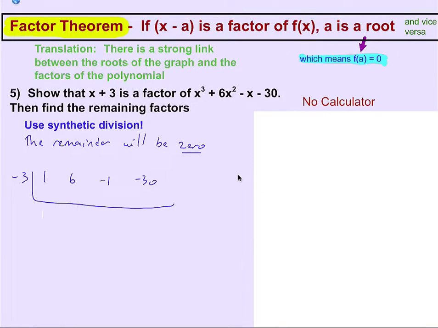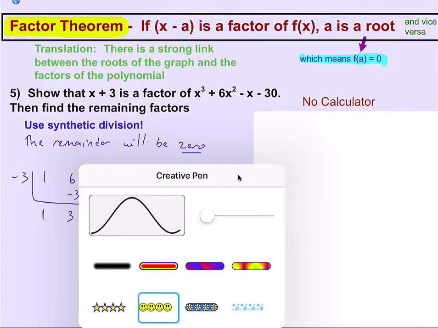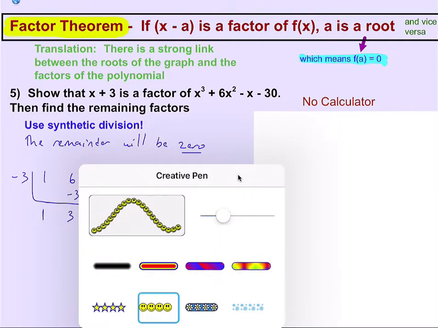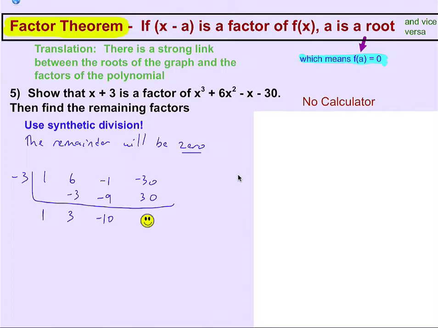Bring down the 1. Negative 3 times 1 is negative 3. Combine. Negative 3 times negative 3 is negative 9. Combine. And negative 3 times negative 10 is 30. And when we combine those together, we get 0. That was a little bit bigger. It would have been more dramatic. There we go. That's our 0.